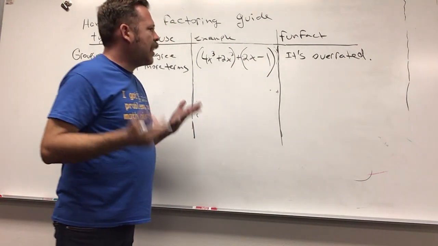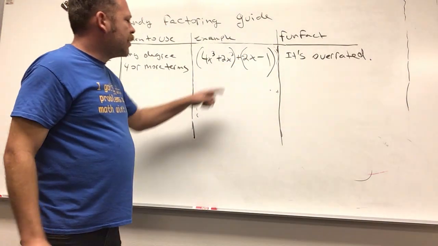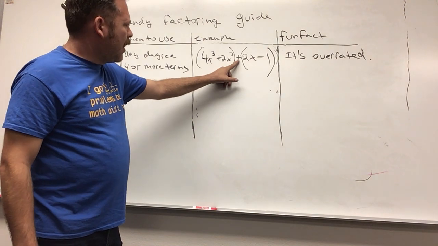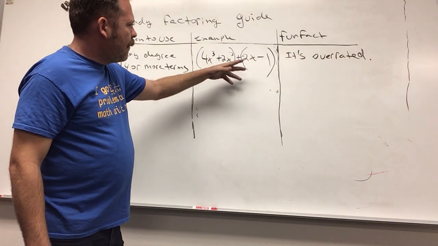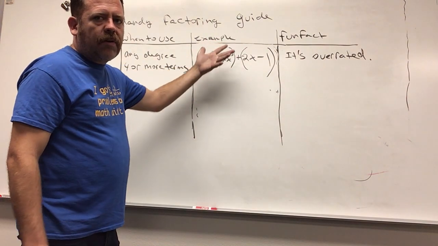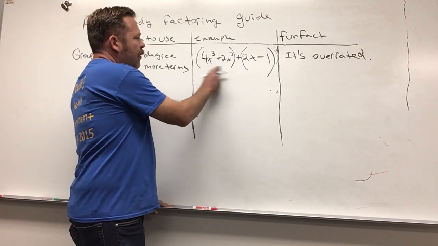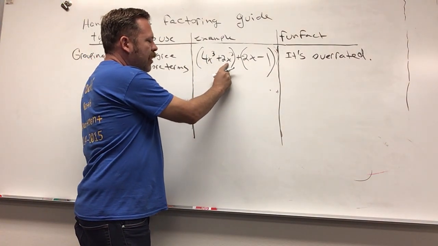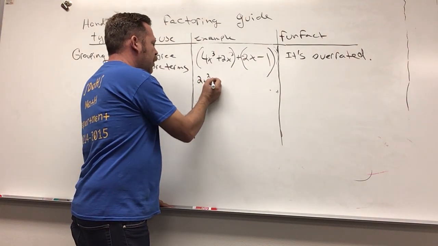The only reason I added the opposite there is because when it's negative, it can be a little confusing, okay? I prefer to make that positive, and it just works out a little easier. But you don't have to do it that way. All right, so now look at my first group, and I'm looking for the GCF of 4x cubed and 2x squared, and it is 2x squared.